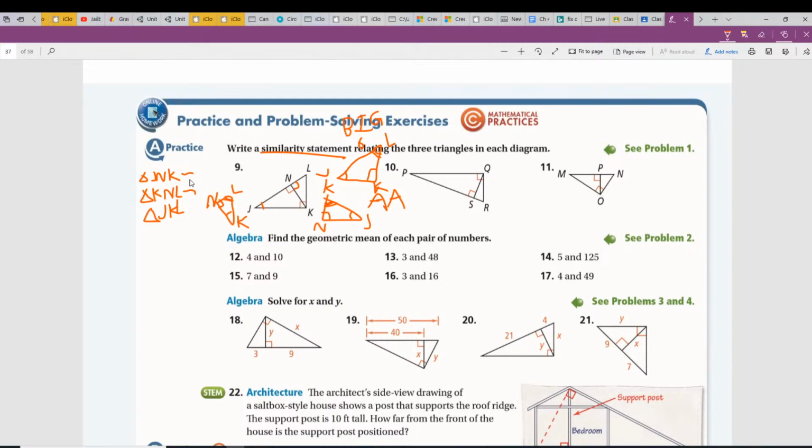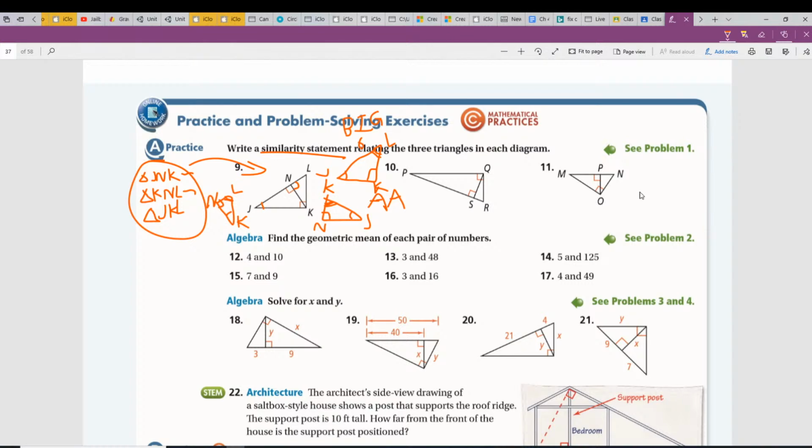So the similarity statement is: triangle JKL is similar to triangle K and L is similar to JKL. I'm kind of double checking, you know. Yeah, so those angles are similar in this.